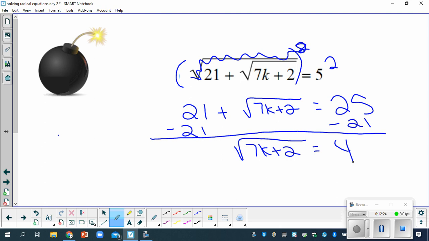Now I've made it to solitary confinement. So now I am throwing a new bomb, getting rid of that. So now I'm at 7k plus 2 equals 16. And the last thing I need to do, I've got, I'll go.